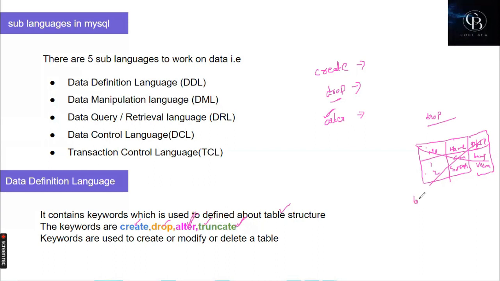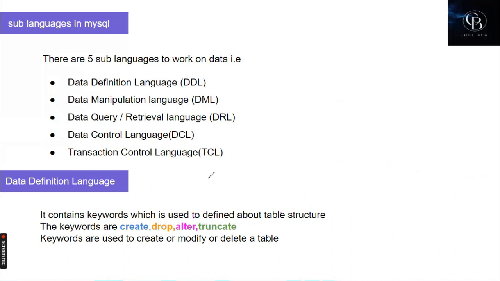But if you are using truncate, the entire data will be deleted, but the table structure will be retained. That is number, name and place. Okay, if you only want to remove the table structure and data, drop is enough. But if you want to get the structure one more time, we will use the truncate keyword. Okay, these are the four keywords available in DDL.